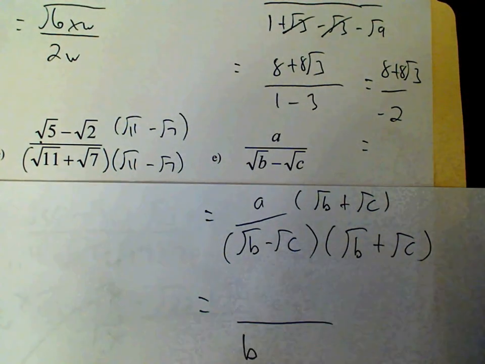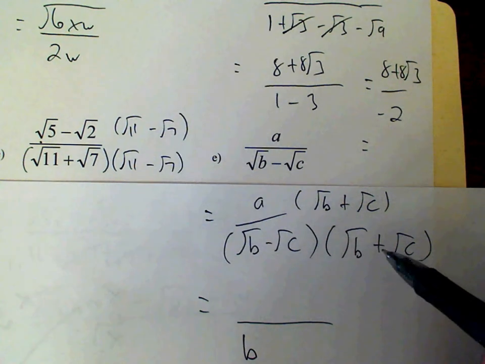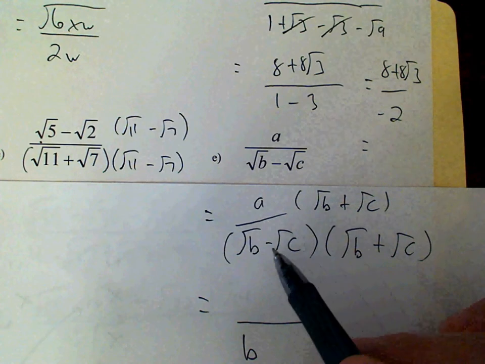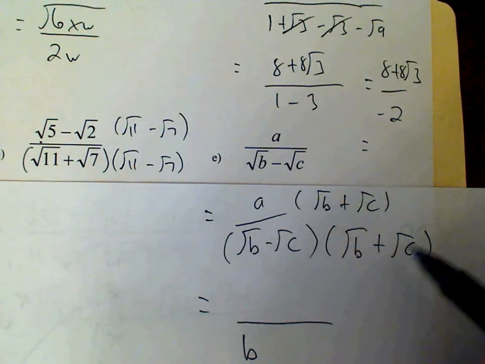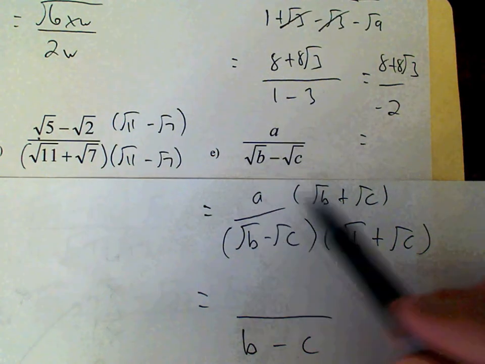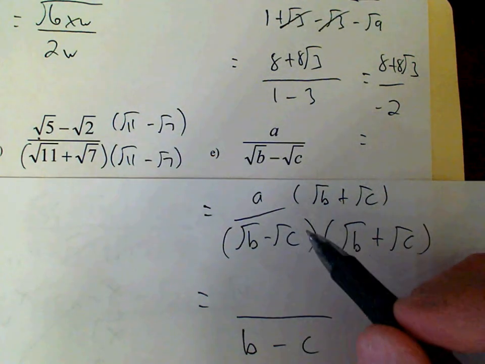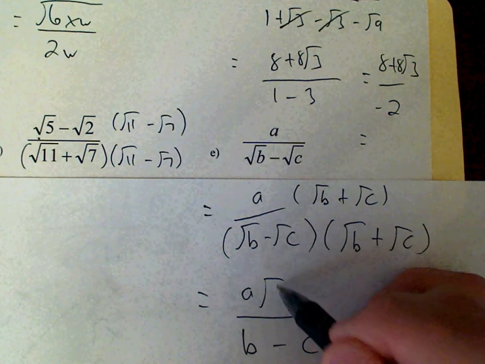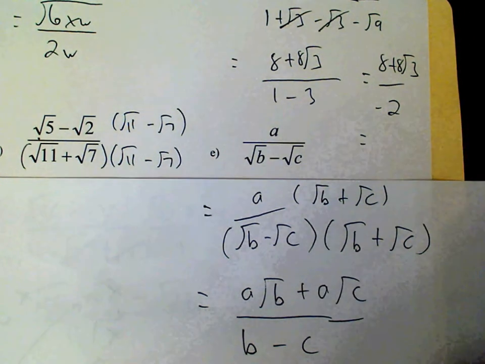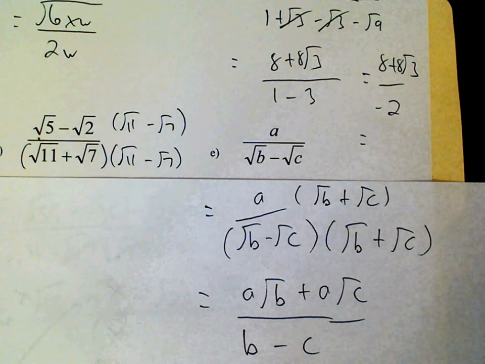The outers and inners will cancel out every single time. Then you multiply the last terms. In this case, negative square root of c times the positive square root of c, and you get minus c. And then you FOIL the top out, or distribute the top, I should say. You get A square root of b plus A square root of c, and you're done. Nothing reduces or simplifies. We are done with this problem.